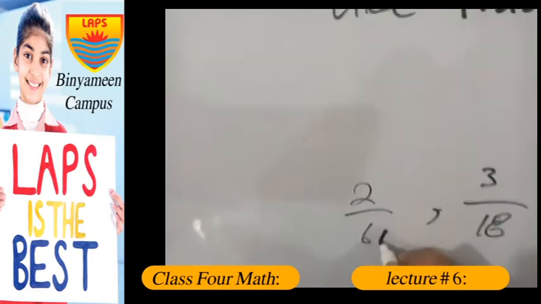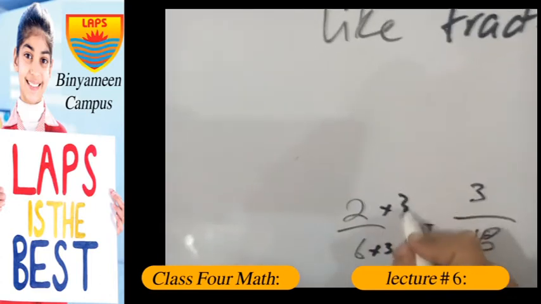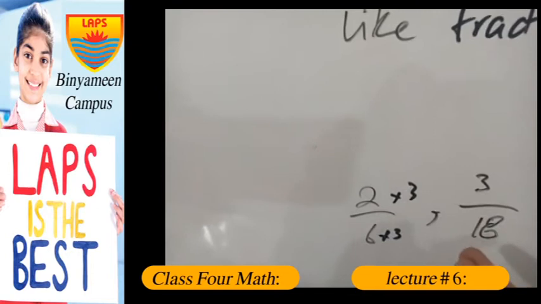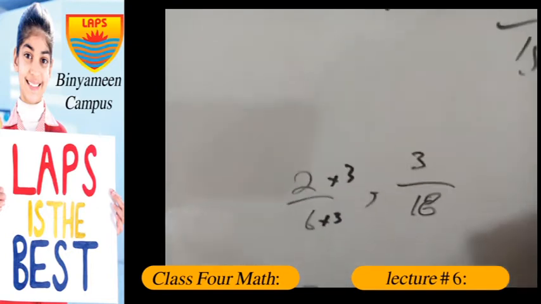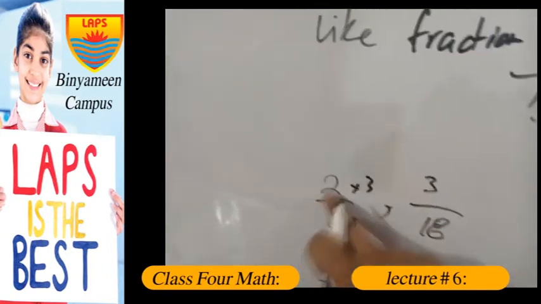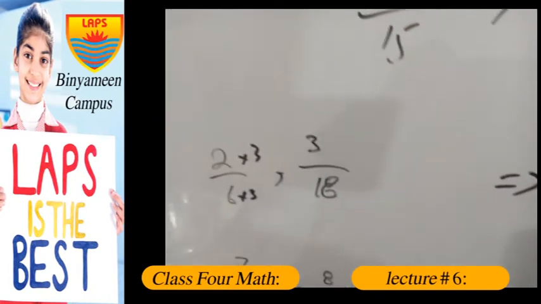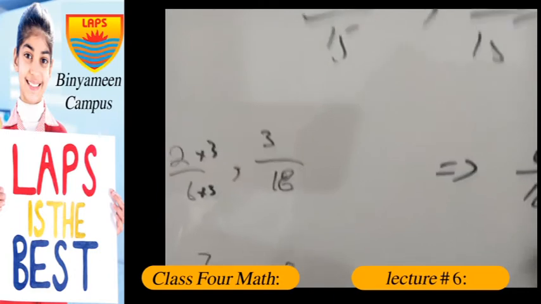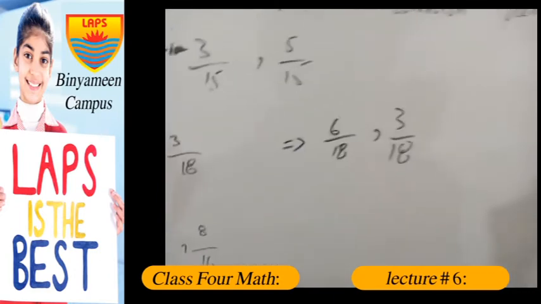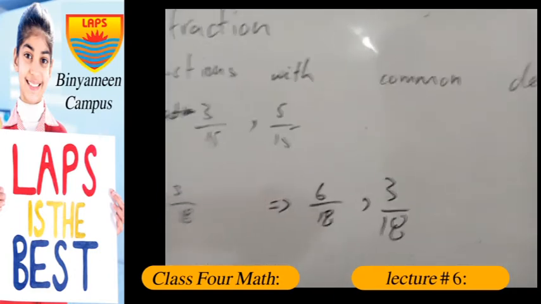Like if we multiply 6 with 3 and 2 with 3, we have to multiply both numerator and denominator with the same value. Now 2 3s gives us 6 and 6 3s are 18. So both of these fractions are now with the common denominator. That makes them like fractions.